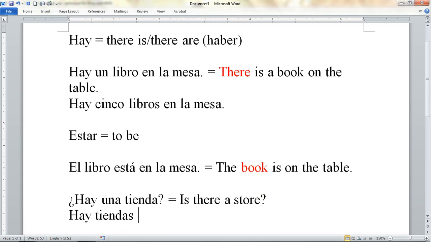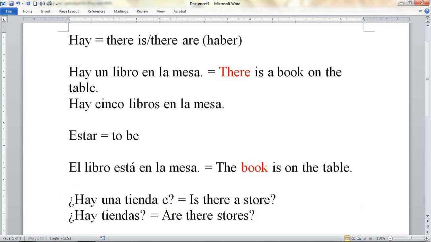Hay tiendas. For the plural, very often we'll leave out the article anyways. Okay. Are there stores? Okay, around Elon. Hay una tienda cerca de Elon, near Elon. Hay tiendas cerca de Elon. So that means close to Elon. Okay. So again, this is if you expect there to only be one store because it's such a small town, or here you expect there to be more than one.